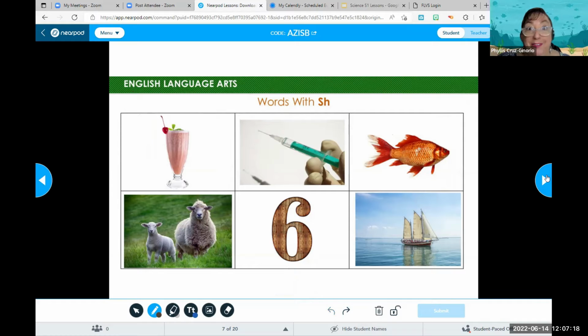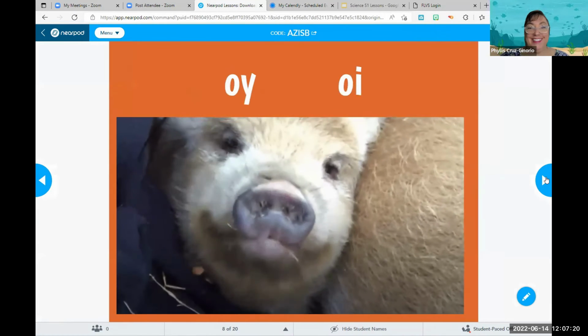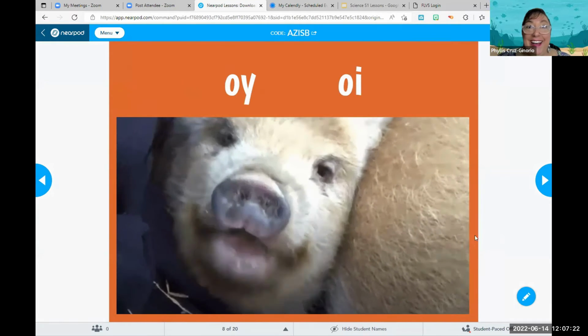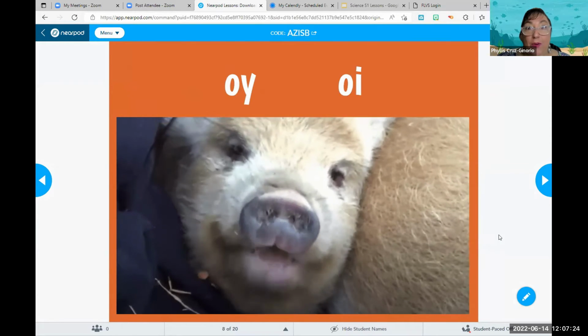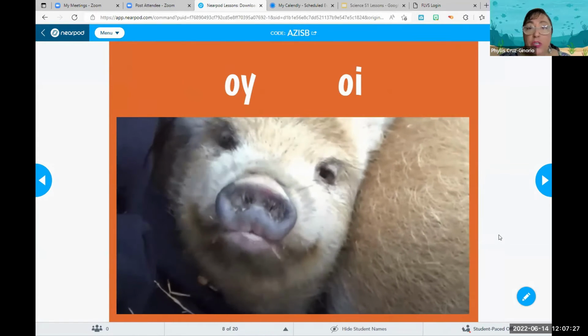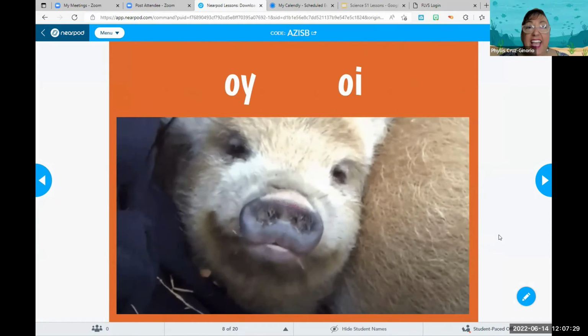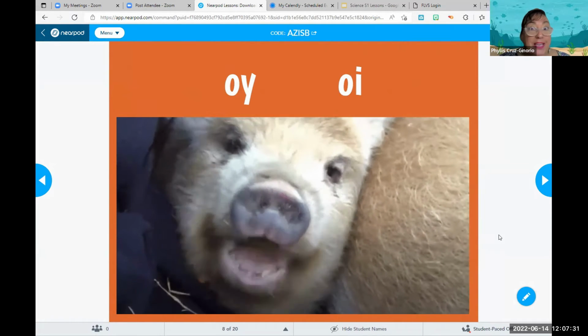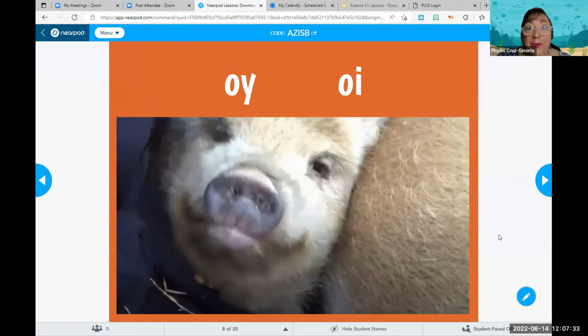I have some more sounds for you. We have the oink, oink, oink sound. That's right. So you know how a pig says oink? Well, take the NK off. What is the beginning sound? Oi, oink, oink, oink.